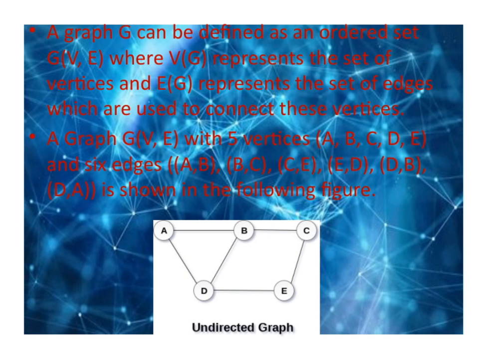Now, in the specific example shown here, we have a graph G with 5 vertices, labeled A, B, C, D, and E. These are the points you'll see in the figure. The graph also contains 6 edges, which connect these vertices in various ways. For instance, there's an edge between A and B, between B and C, and so on.